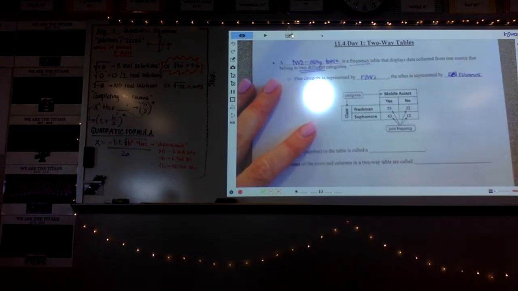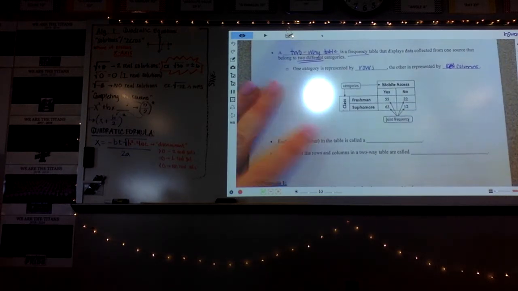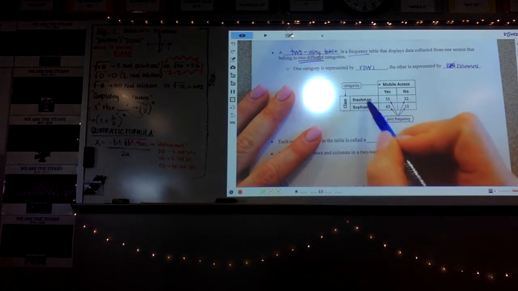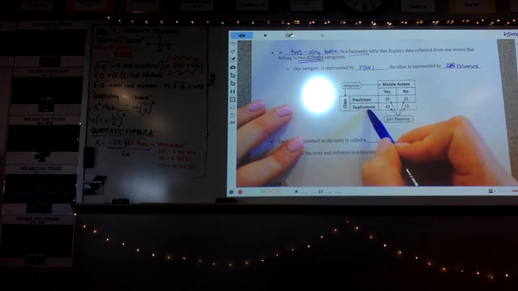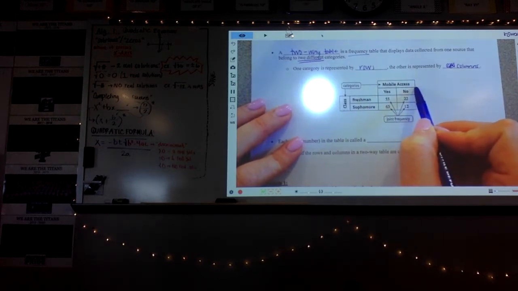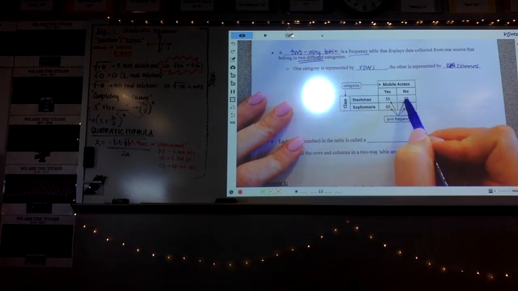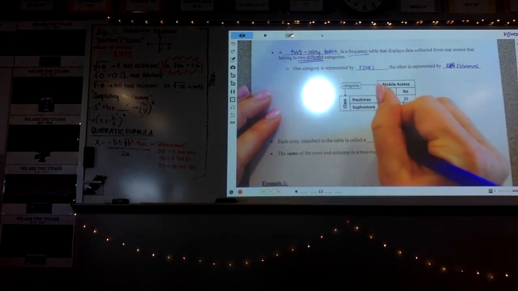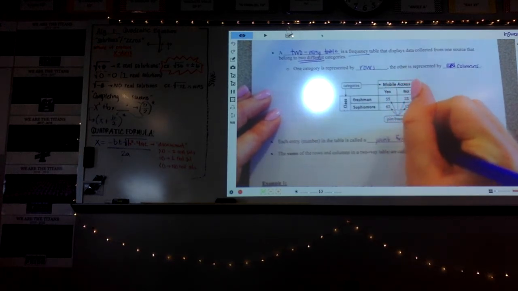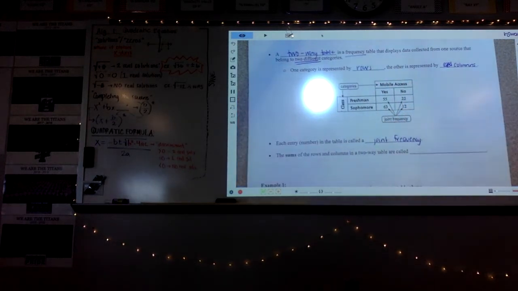Okay, so mobile access, do they have a cell phone or not? Again, you're surveying a group of people and they're answering two questions. Are you a freshman or sophomore? Do you have access to a mobile device? Then each one of these little numbers inside is called a joint frequency. We say joint because it is the answer to two different questions all at once.